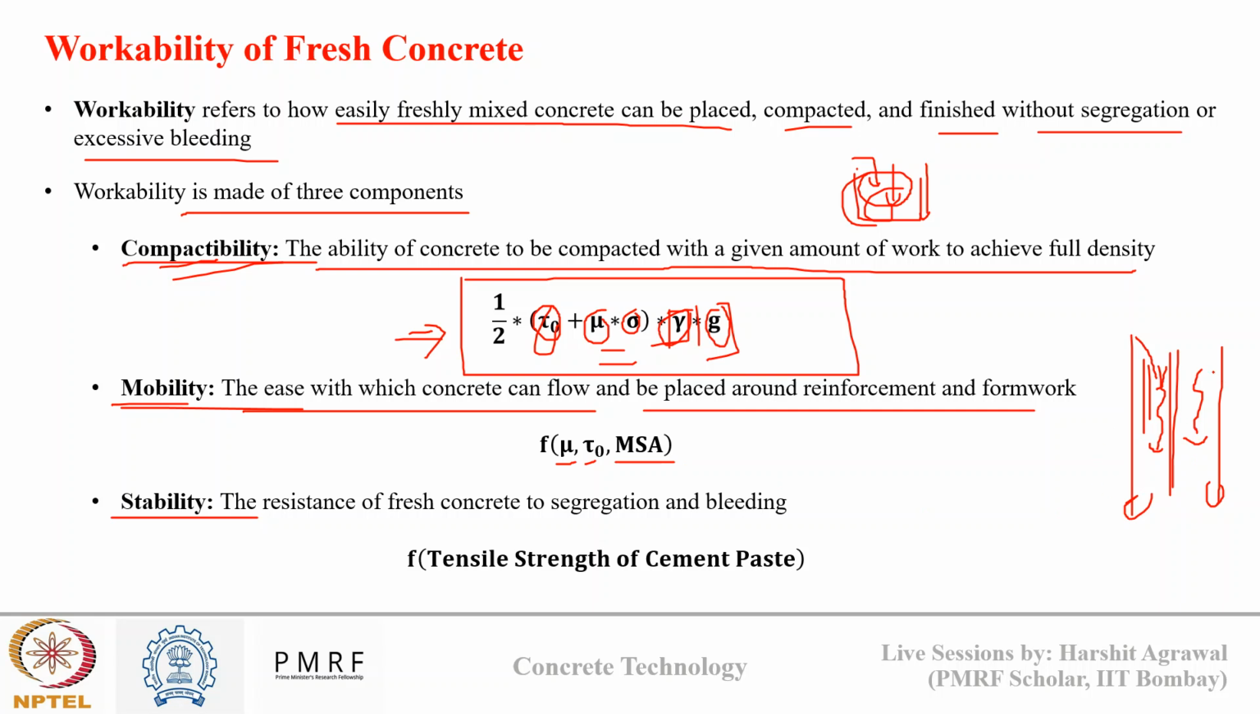Okay, so we have seen earlier, like in the ACI method for defining workability, they use the criterion of maximum aggregate size also. Why? Because it will define the mobility of my concrete in some restricted condition, and shear strength and viscosity also govern how the material flows. Okay, and then stability, resistance of fresh concrete to bleeding and segregation. So once my concrete is placed and it is compacted, how stable is my concrete to separation, that is defined by stability, and it will depend upon the tensile strength of my cement paste to resist any segregation from occurring.